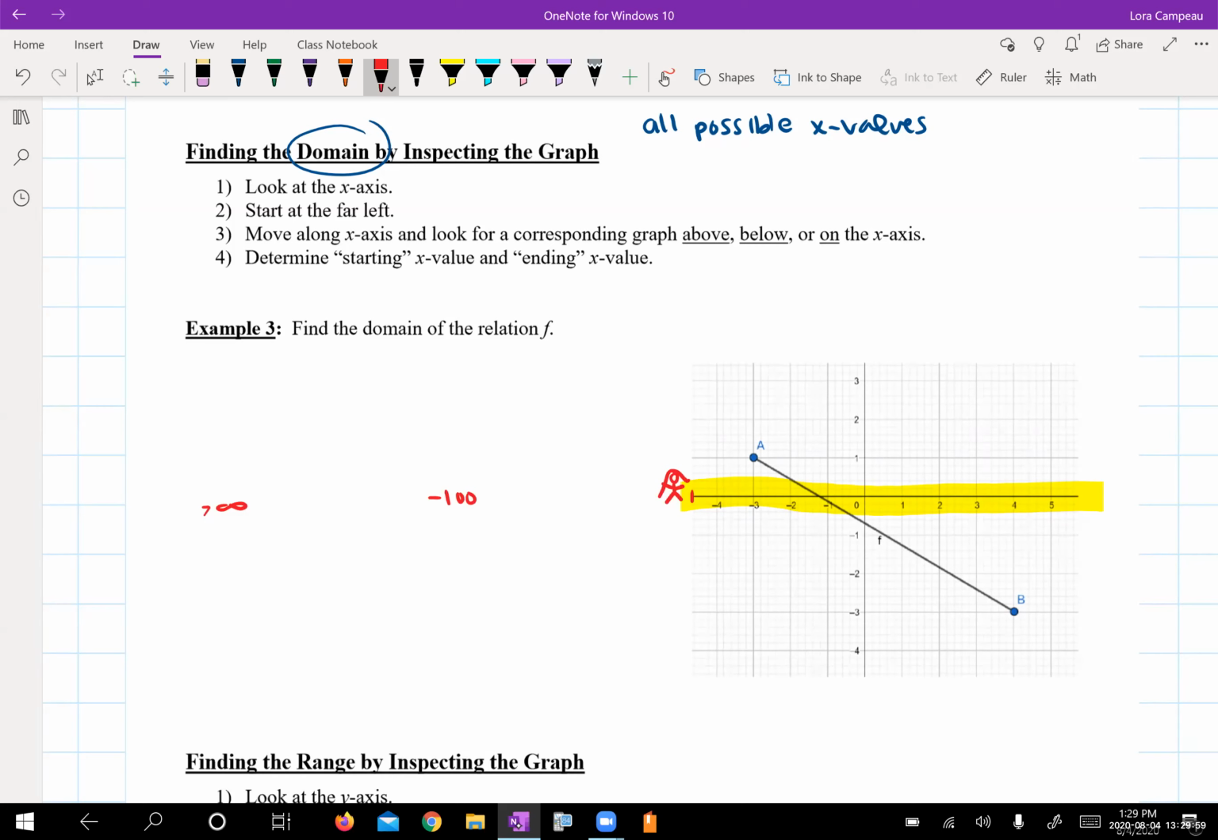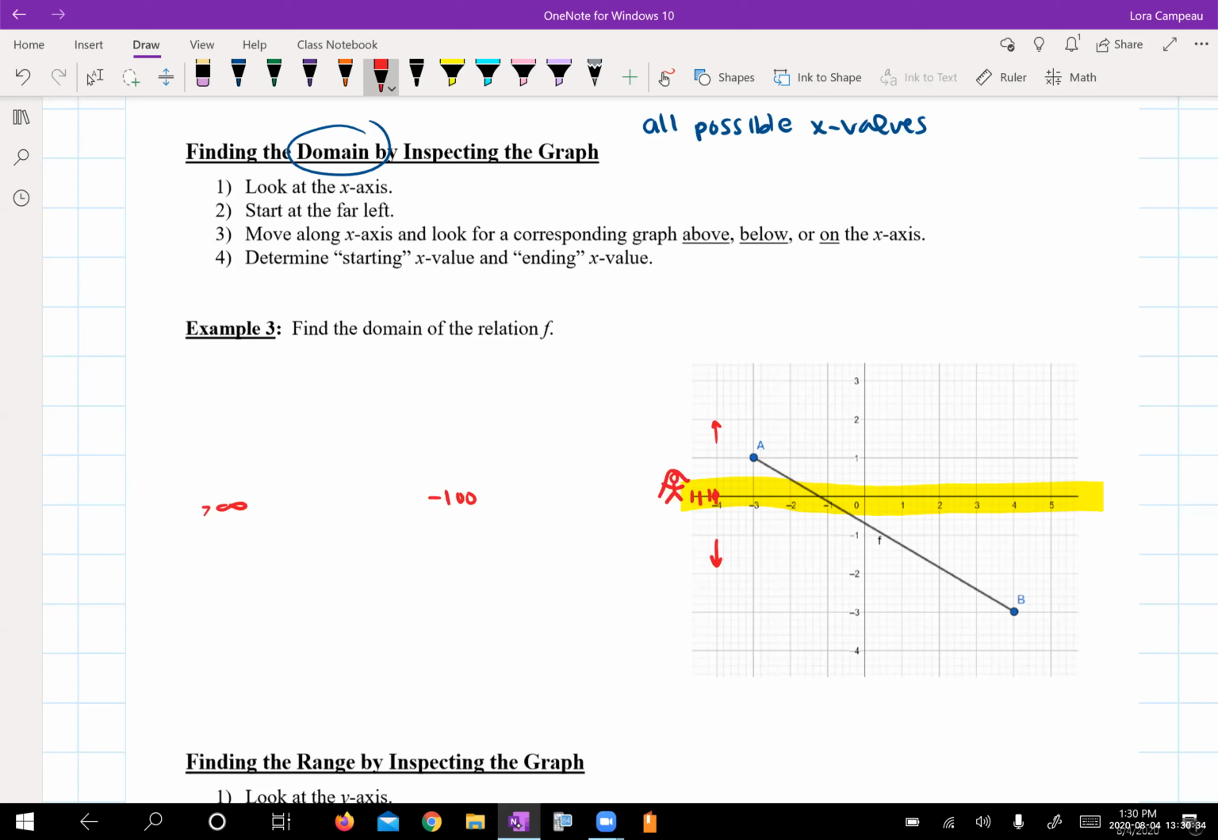So as I go, I'm going to move along from the left to the right and look at the X values that I'm marking. Right now at the end, I have a negative 4. Notice if you look above or below or on your X equals negative 4, there's no picture. So we're trying to find the starting X value where we finally see a corresponding Y value above or below or maybe on the axis.